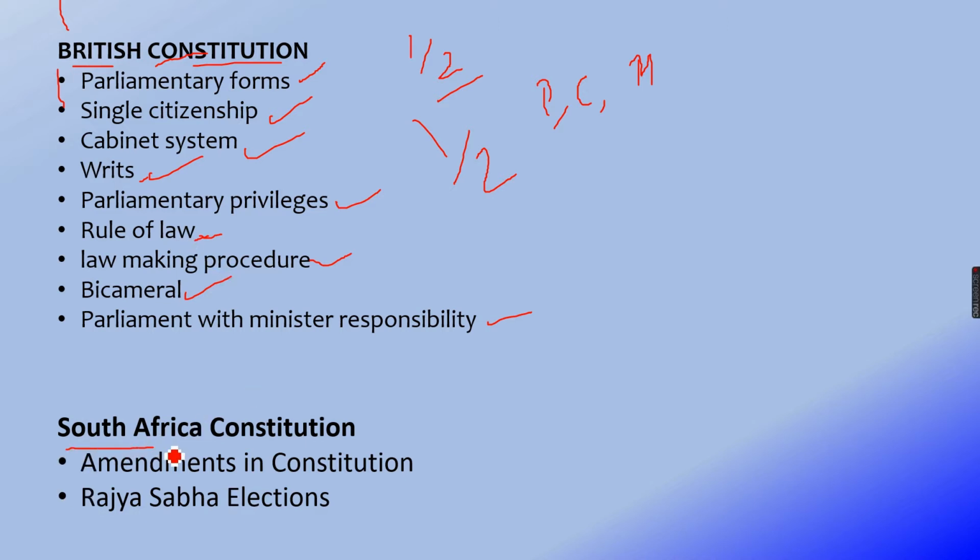Then comes the South Africa Constitution. So we have borrowed two things: the amendment procedure we have used in the Constitution, and the procedure of election in Rajya Sabha. Remember, Rajya Sabha is the upper house which cannot be dissolved, and 12 members are nominated by the president, but they do not take part in the election of the president. Rather, they take part in the election of the vice president.